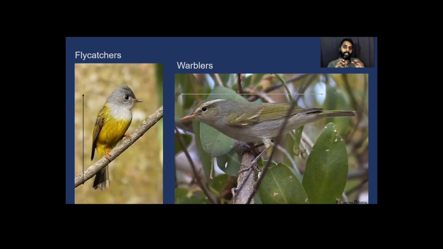And some birds, like flycatchers, keep their body almost straight with the legs like this. So, with these kinds of behavior in birds, you can almost narrow down what family of birds you saw, like a flycatcher because it's sitting straight, or was it a warbler because it was sitting like this. You can almost narrow it down to a certain family of birds.